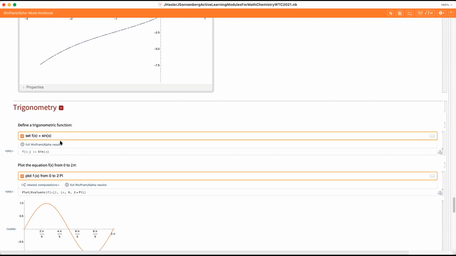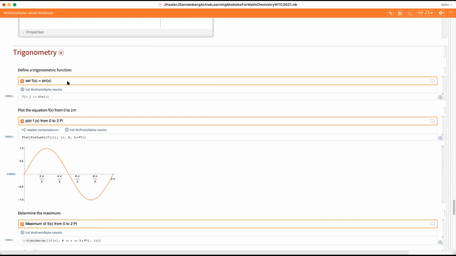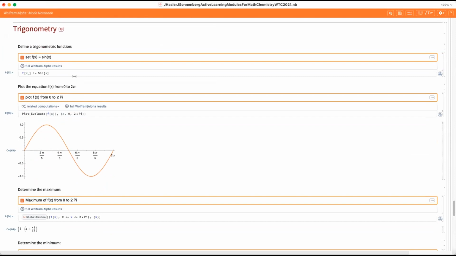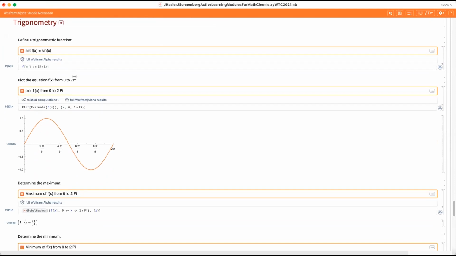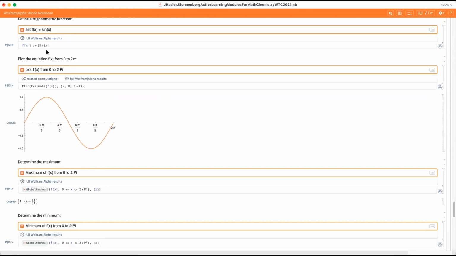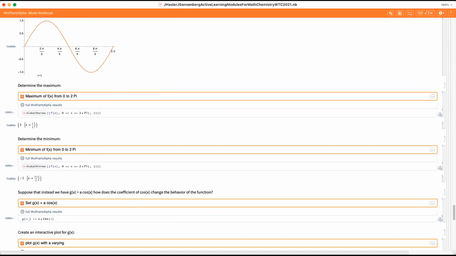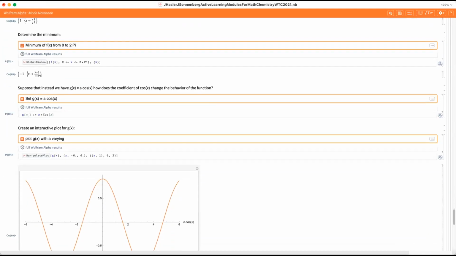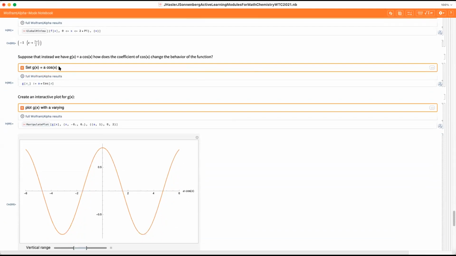We have similar features and functionalities for trigonometry. So we'll have this notebook published later. I'm not going to go over this particular section today, but I just want to point out you can do all the same activities that we did for polynomials and algebra with trigonometry. You can plot the functions, you can determine your mins and your maxes. You can do complete generality.